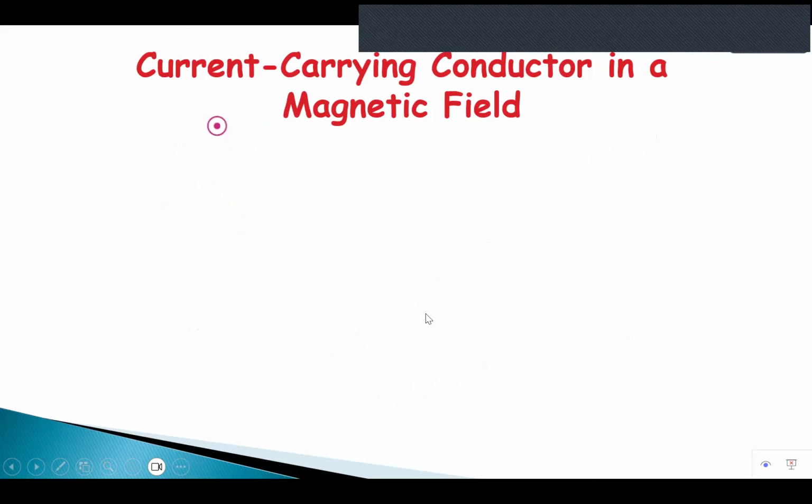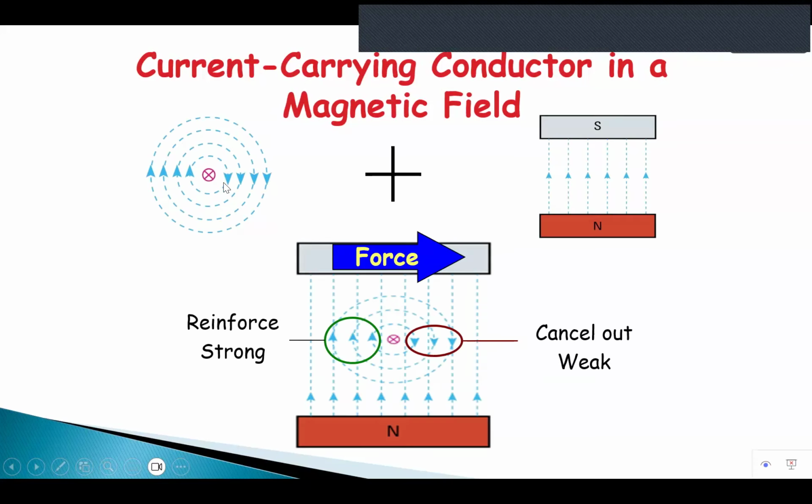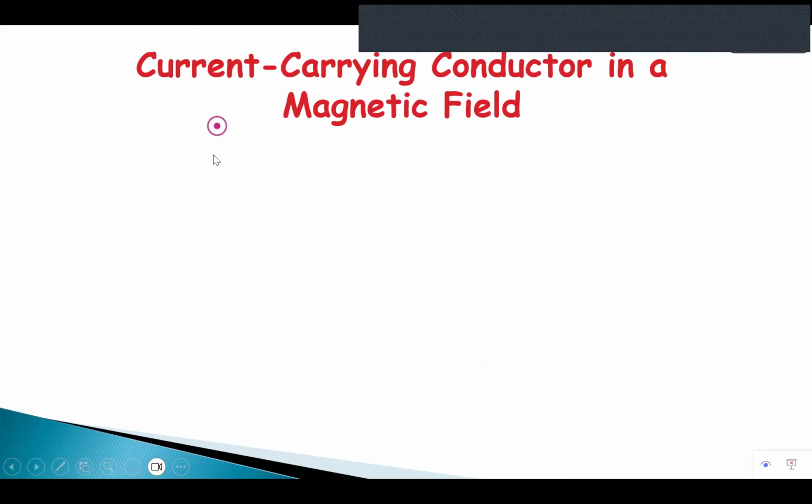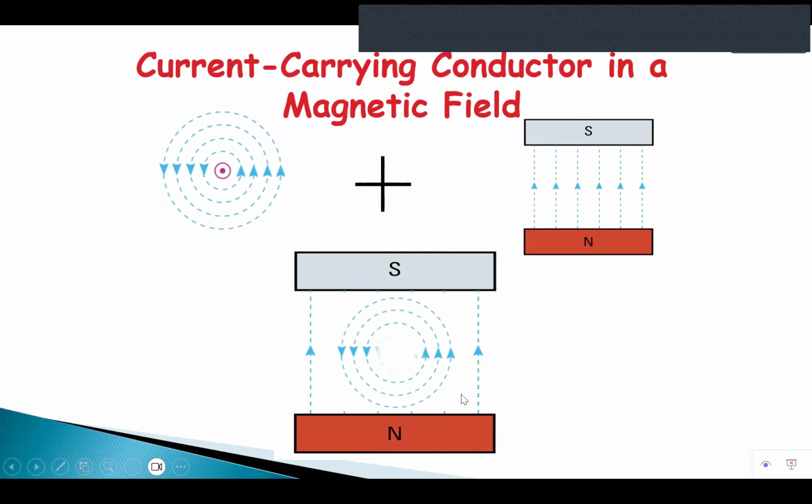Next example. I'm going to reverse my current. The current was going into the paper, and now I have a current coming out of the paper. When it interacts with the magnetic field, on the left side the magnetic fields are now cancelling each other out. On the right side, the magnetic field is stronger, reinforcing each other, going up and going up. So the force goes from strong to weak.